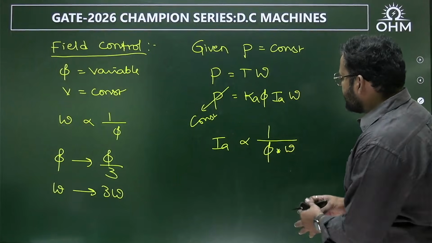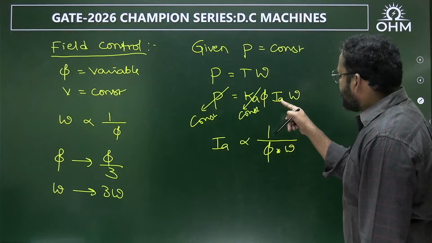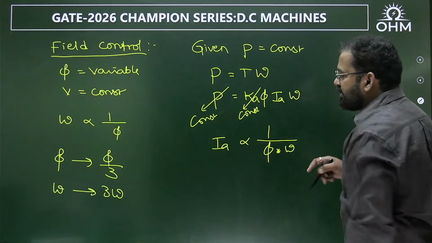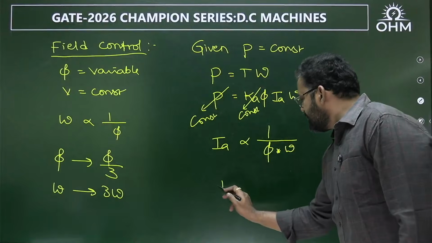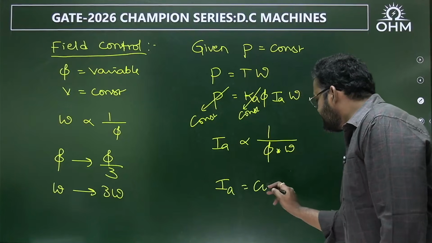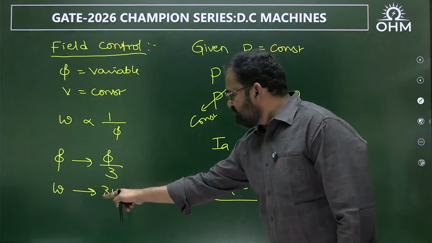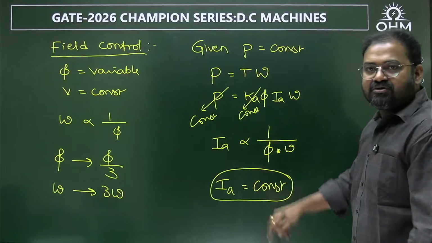Are you understanding that? Ka constant, guys. Keep current here. Take phi and omega to the left side. So current is inversely proportional to phi and omega. Already what is omega and phi? Inversely proportional. Both will cancel. Therefore, Ia is constant. Are you understanding? Phi becomes divided by 3. Omega becomes multiplied by 3. Divided by 3, multiplied by 3. Both will cancel. Ia is constant.